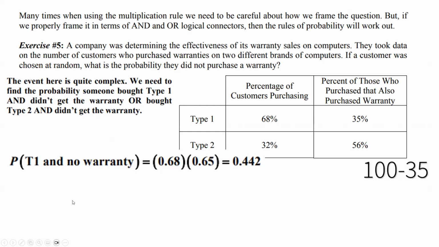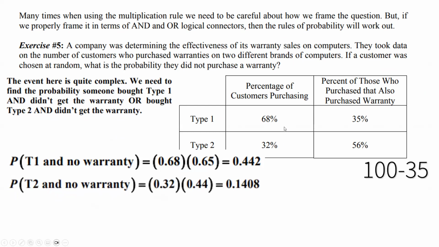Great. Now let's do type 2. Again, how many people got type 2? 32%. Of those, how many did not get the warranty? So 100 minus the 56 gives you the 44. So that's where those two values come from. Multiply those two together, you get that decimal.